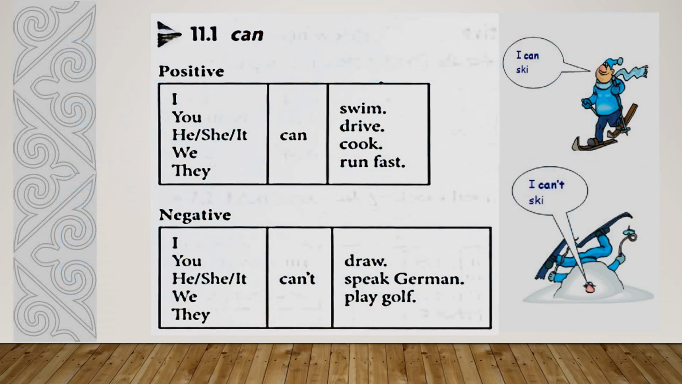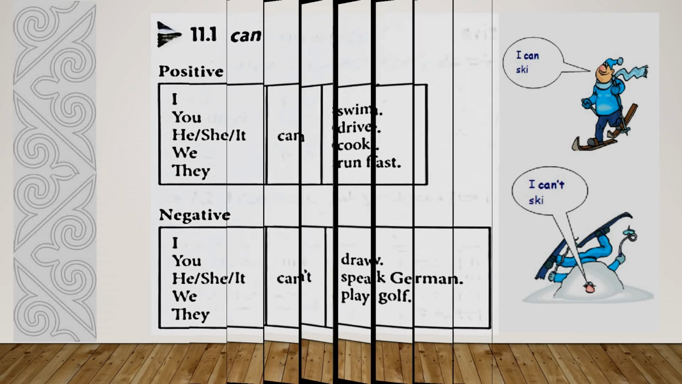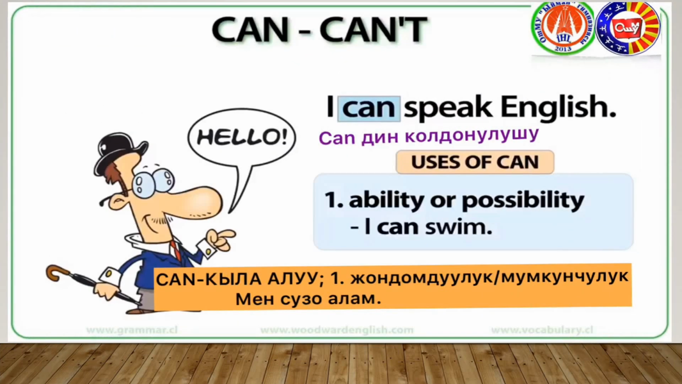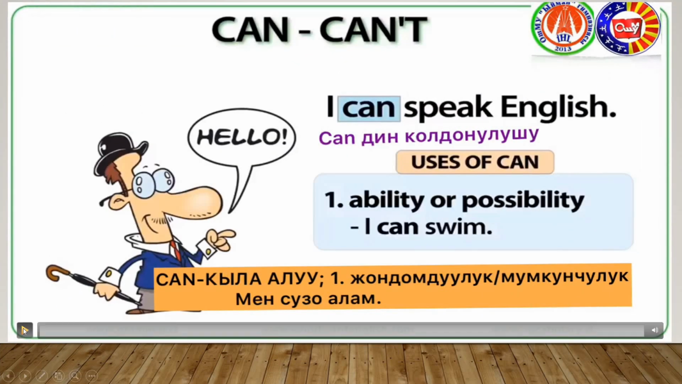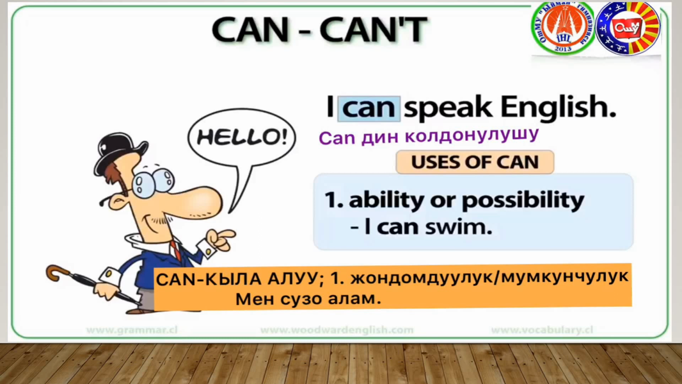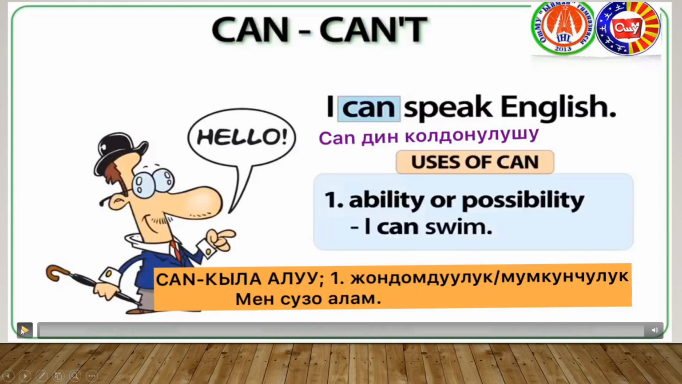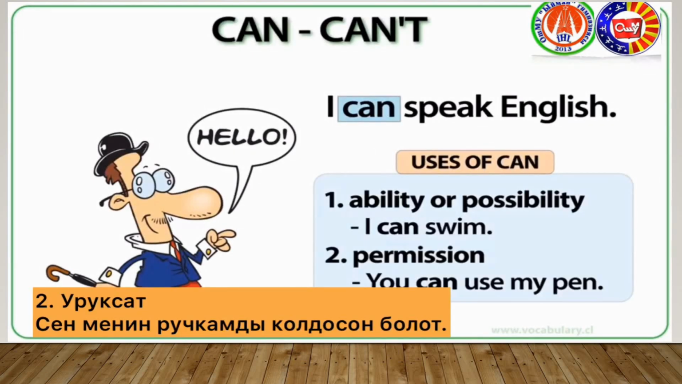Today at the lesson we will take information about the positive, negative and question forms of can. I can speak English. The uses of can. First, can is used to show ability or possibility. I can swim. It means it's possible for me to swim.